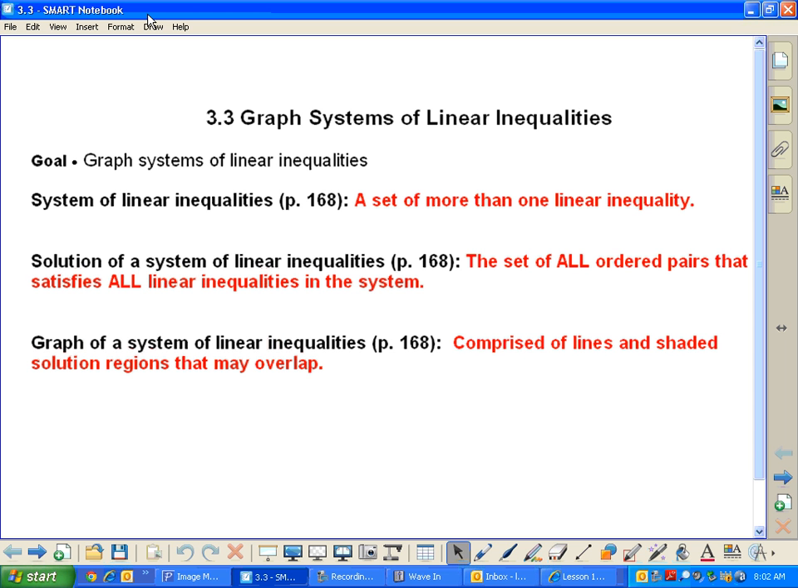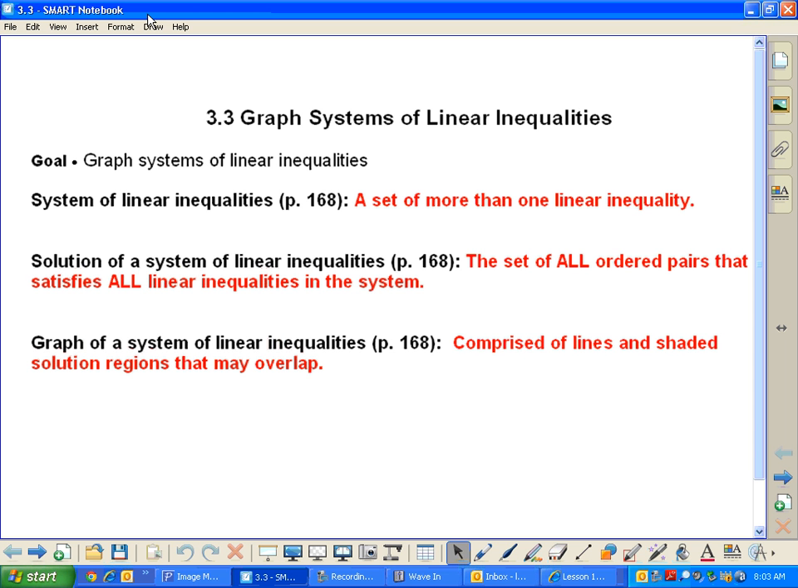So you're copying your vocab. A system of linear inequalities is much like a system of equations. There's just more than one. A solution to a linear system isn't going to be just one point of intersection today. It's going to be the solution region that's common to both graphs. Basically, where your two shaded regions overlap today is where your answer is going to be.